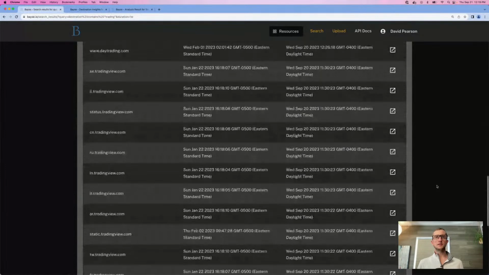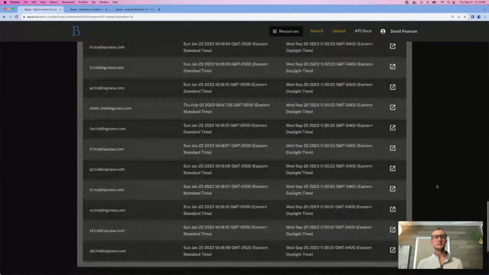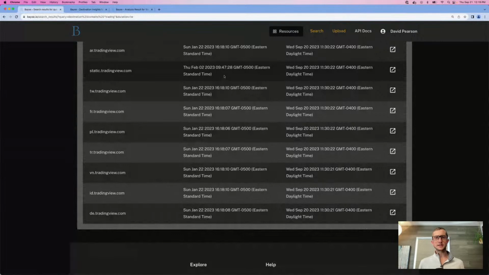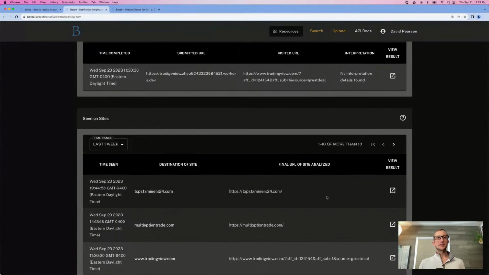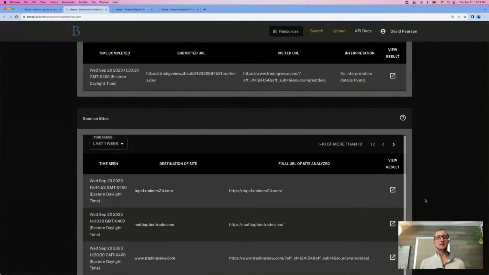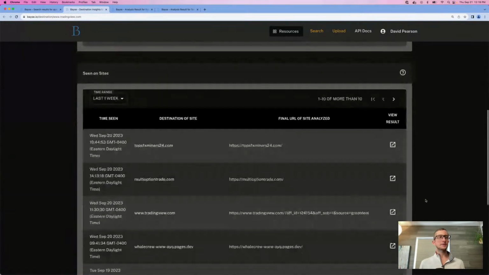So they're all what look like the legitimate sites. Okay, so it looks like there wasn't anything interesting there. Let's just come back over here. So we can see that this was seen on a bunch of different sites. I have no idea what these look like, but we can find out if any of these are interesting. So we've got a couple of them.